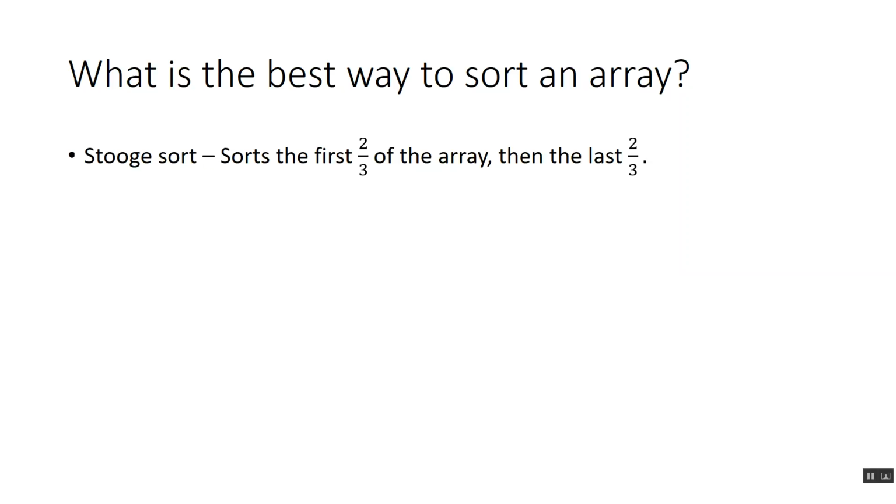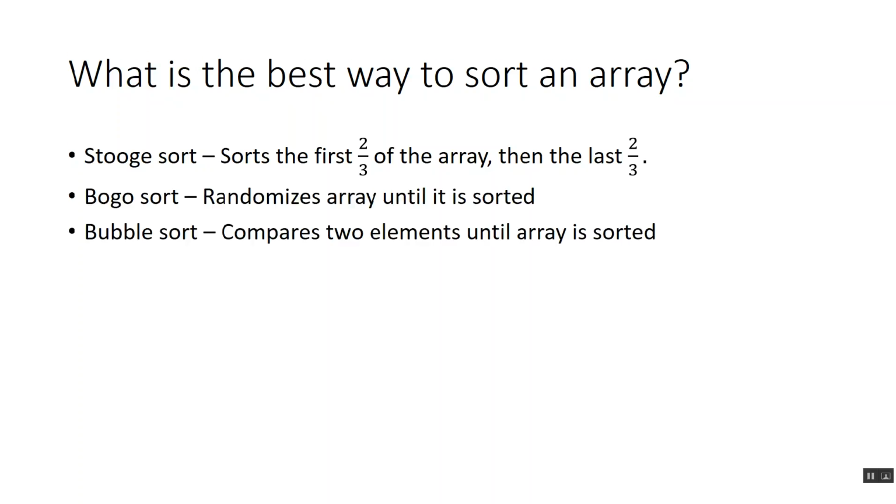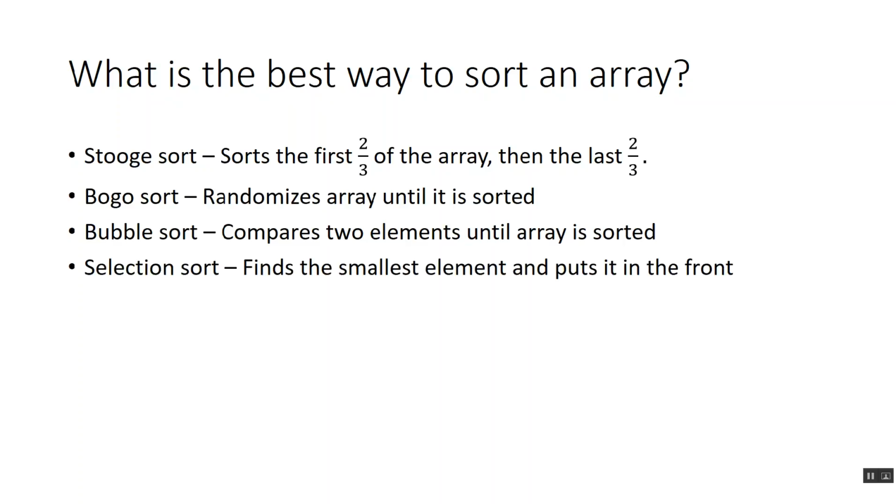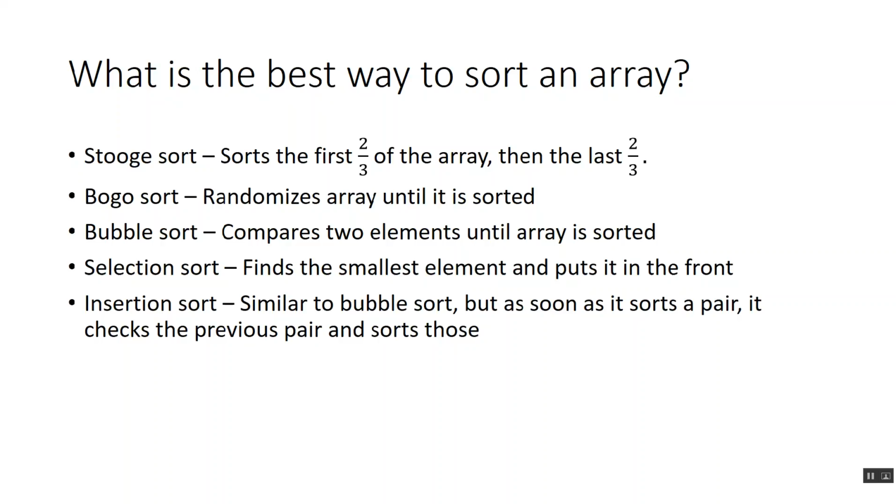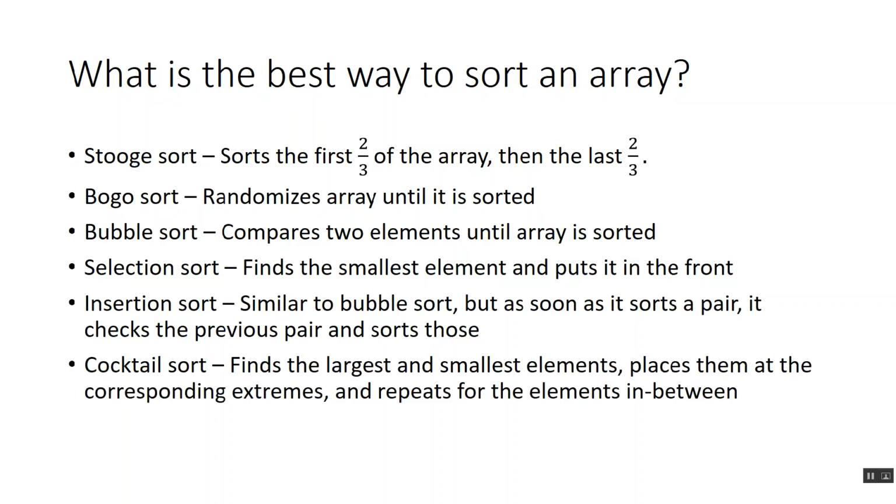So I'll give a couple examples. Stooge sort, which sorts the first 2/3 and then the last 2/3. BOGO sort randomizes the array until it's sorted. That's my personal favorite. Bubble sort compares two elements until it's sorted. Selection finds the smallest, puts it in the front. Insertion, kind of like bubble, but as soon as it sorts a pair, it goes back. Cocktail sort finds the largest and smallest, puts them at the extremes, and repeats for the elements in between.